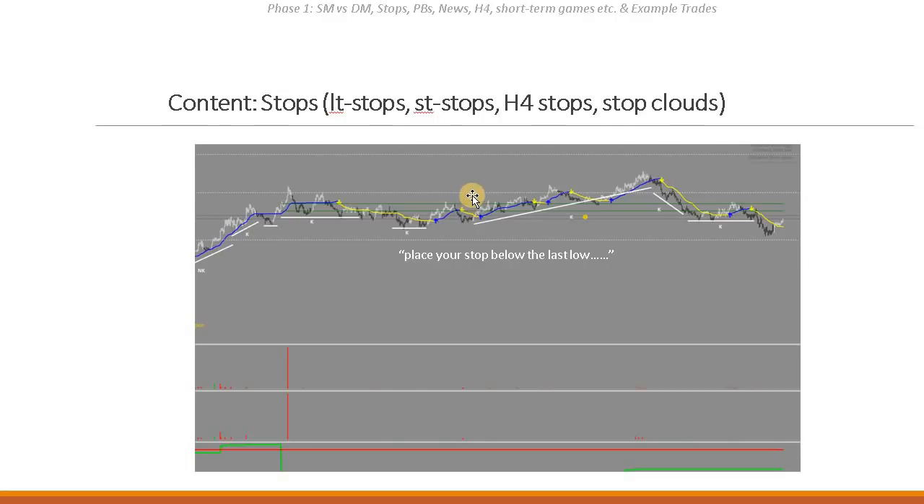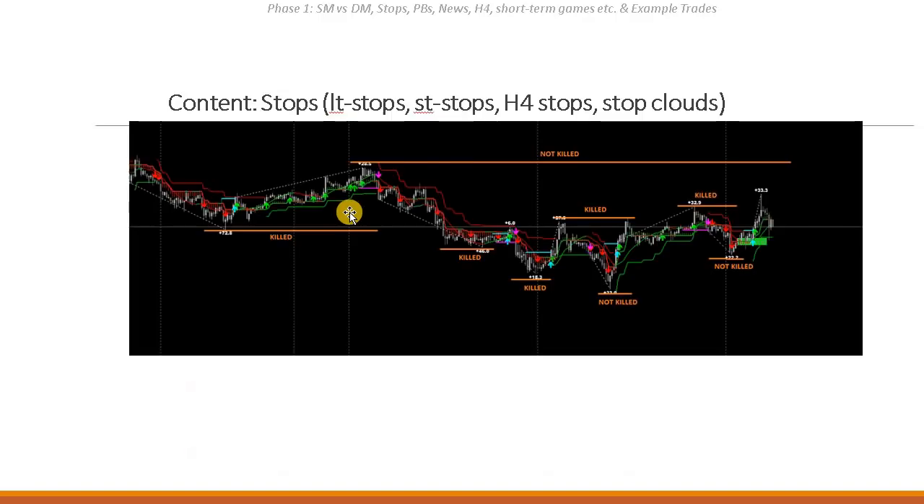You often hear when you look at different books and trading educators, okay, place your stop below the last low, above the last high. As a general rule, that's a misconception. That's one of the worst places where you can place a stop, because these areas tend to be a target for the smart money cartel.